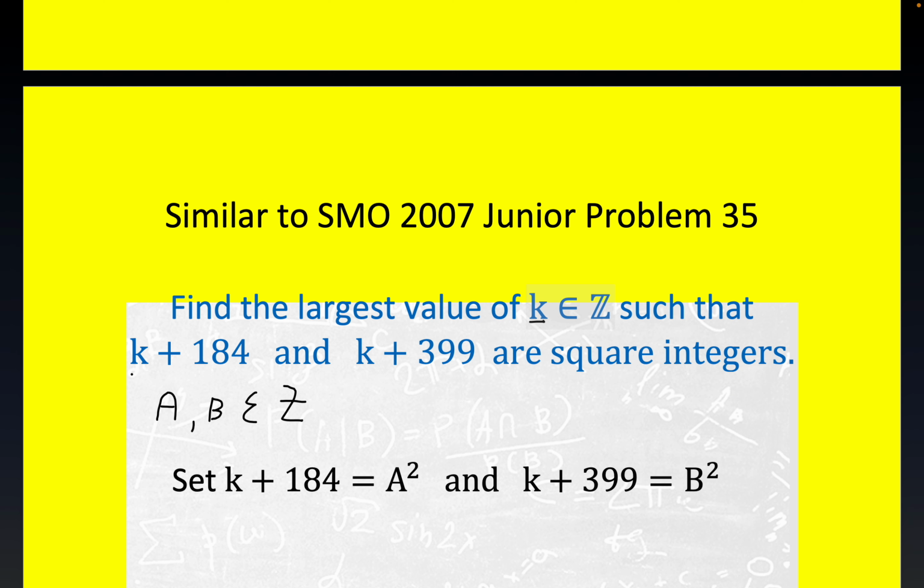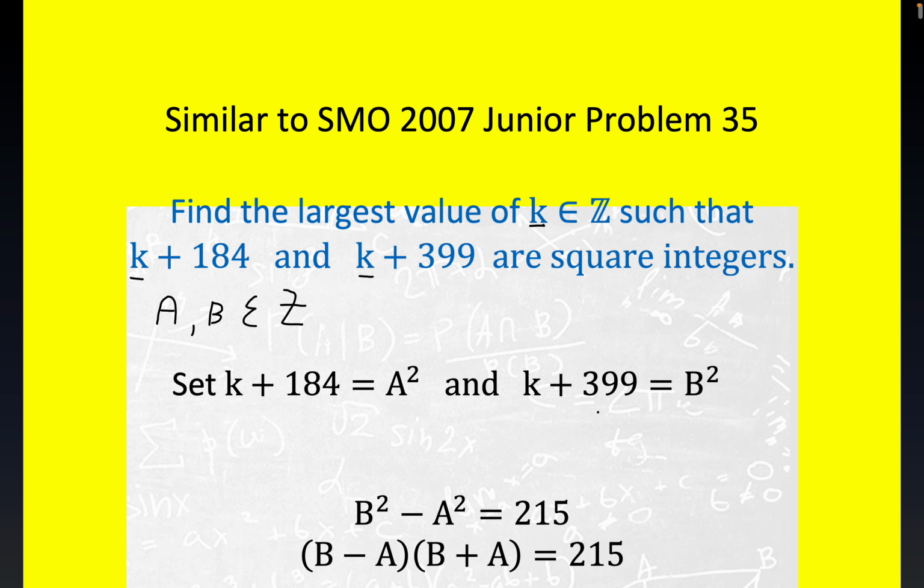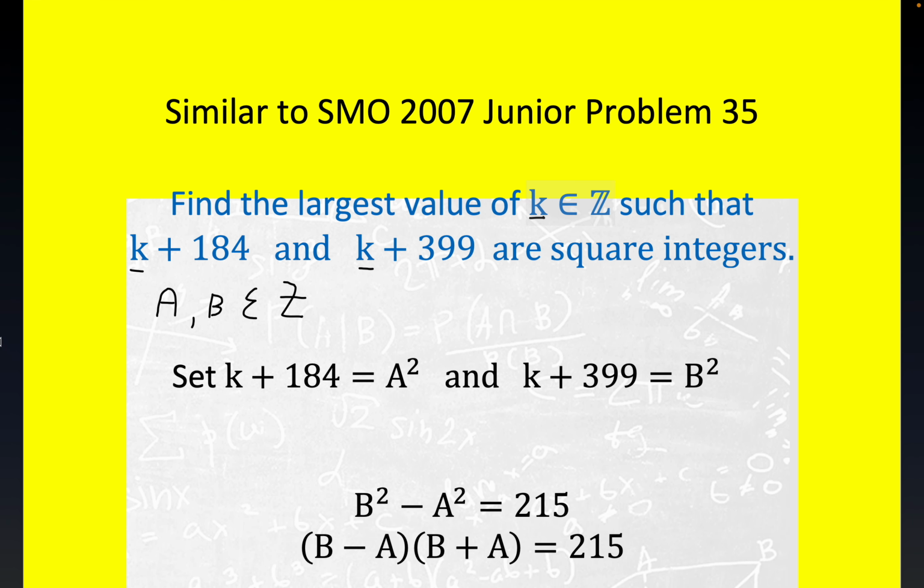K appears here also, and we're looking for the largest value of K such that both of these objects are square integers. So we directly translate it. We literally write down, we just force it to be the square of two integers. Now, if you carry on here, the rest of it's fairly routine.